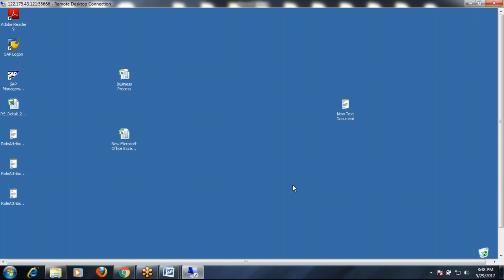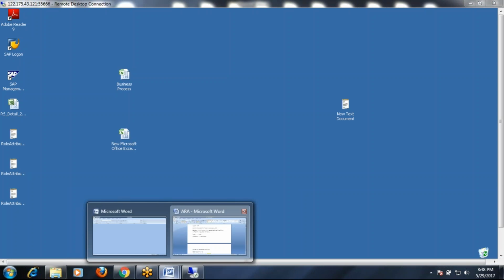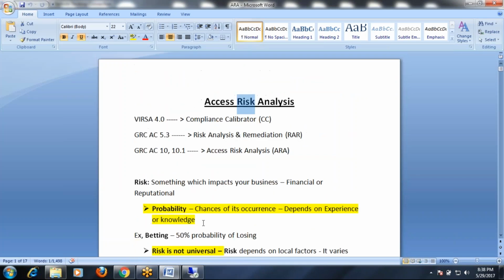Okay, fine. If you don't talk about SAP first, and you refer to the normal definition of risk in your day-to-day life, it is something which impacts your business. From a business point of view, whatever impacts your business, in any format, financial, reputation, revenue or volume. Especially, they concentrate more on financial loss. Every company is worried about financial loss. So something which impacts your business is called a risk.